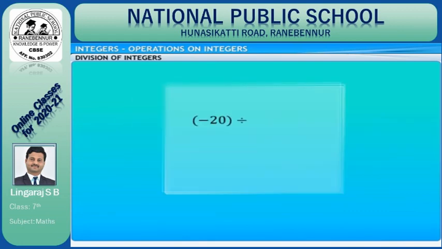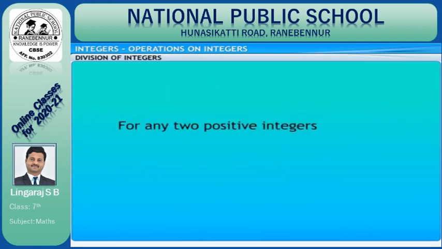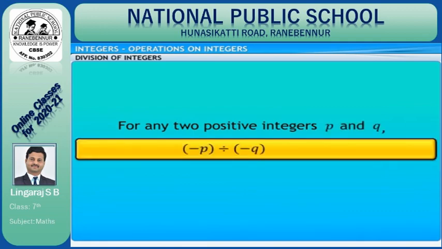Now, observe the example of a negative integer getting divided by another negative integer. Here, minus 4 times 5 gives minus 20, and minus 20 divided by minus 4 gives 5. You can see that the division results in a positive integer. Here the two integers are divided as whole numbers and a plus sign is placed before the quotient. So in general, for any two positive integers, p and q, minus p divided by minus q is equal to p divided by q, where q is not equal to 0.